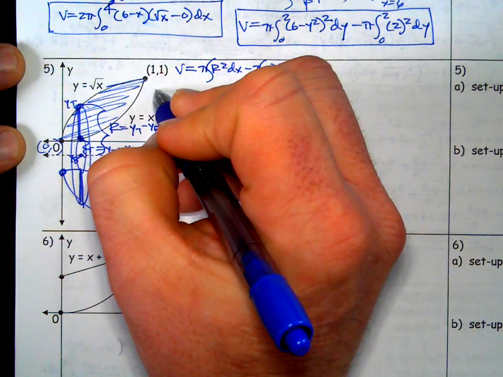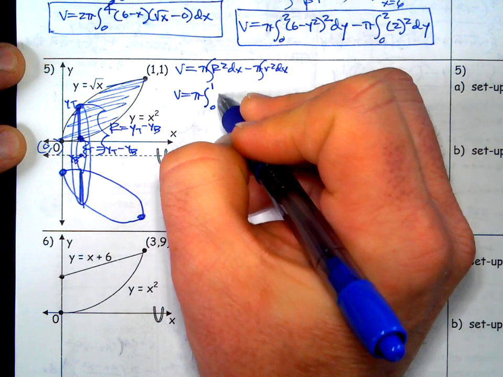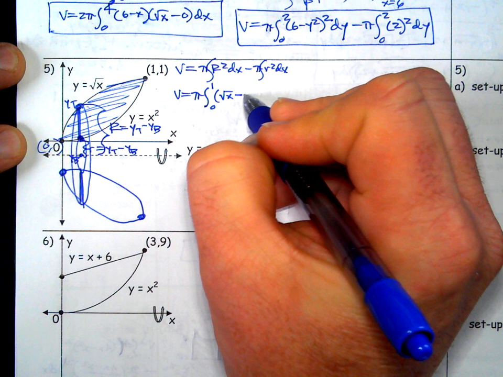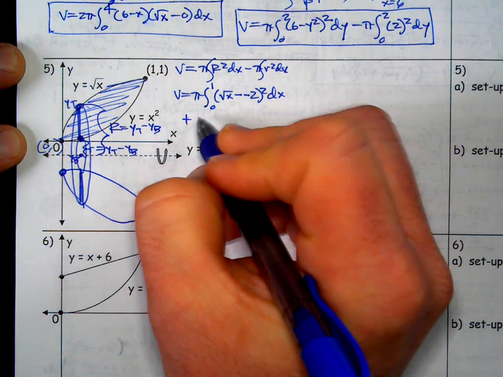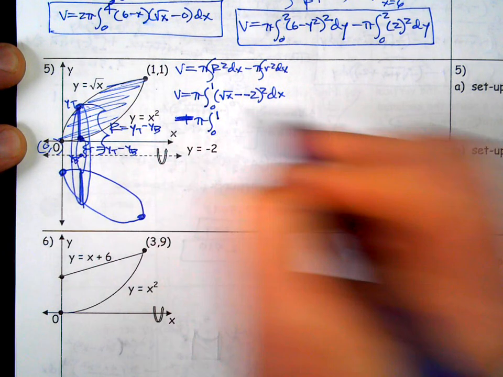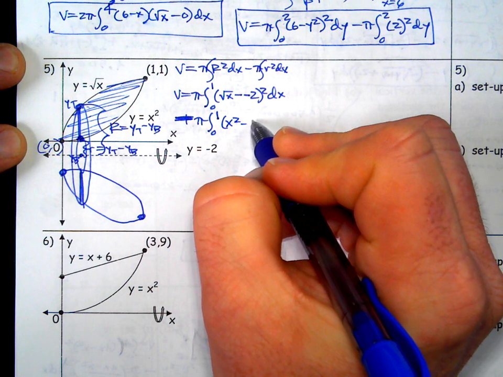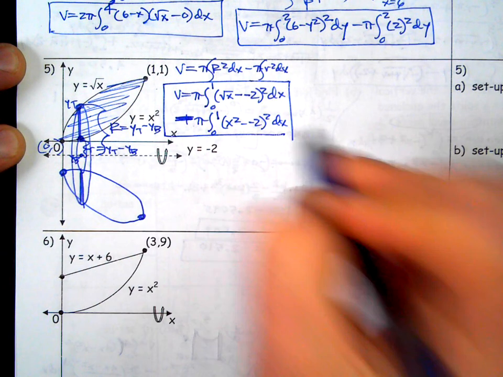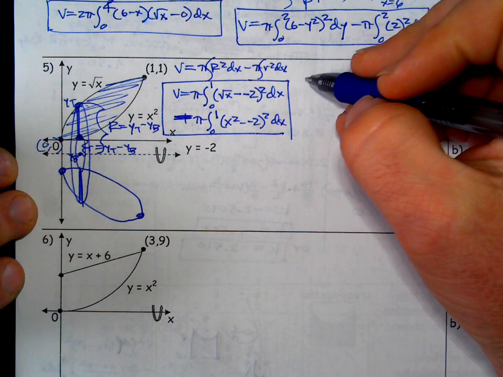And so we're integrating in the x direction, 0 to 1, left to right. Big R, y top, is the square root of x. Y bottom is negative 2. So you've got to subtract negative 2. Minus pi, 0 to 1, I'm sorry, minus, because we're taking that whole out. Y top right here is along that parabola. That's x squared, minus y bottom, which is negative 2. So that's the disc washer method, dx.